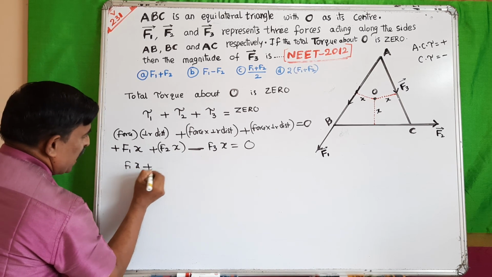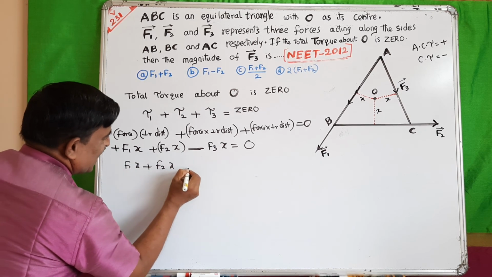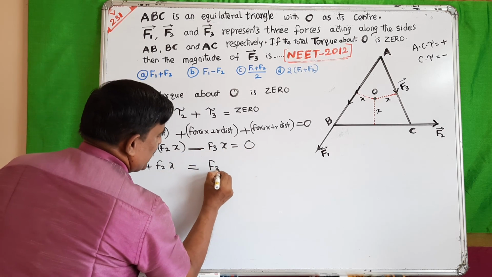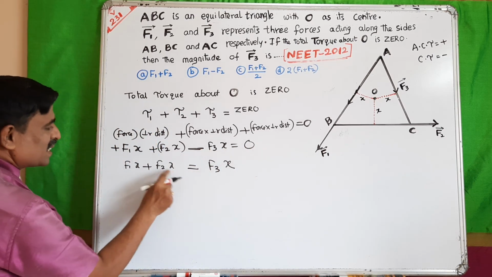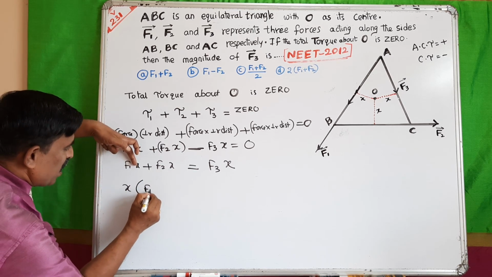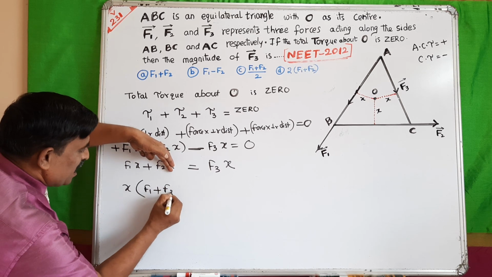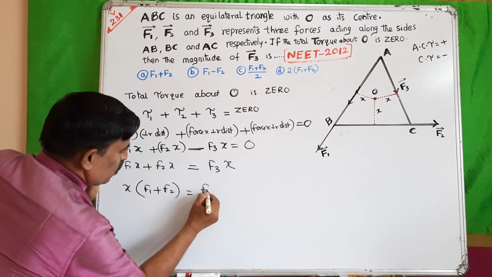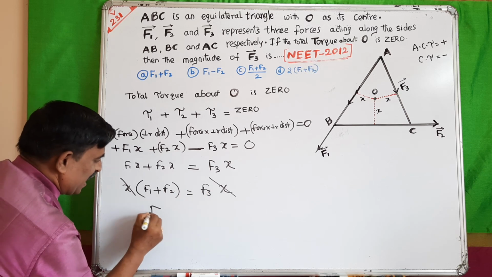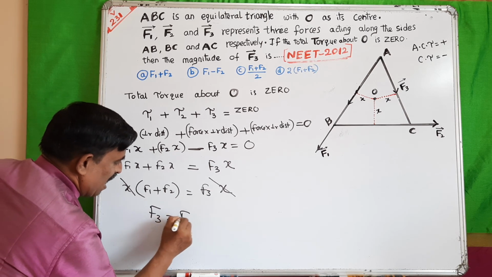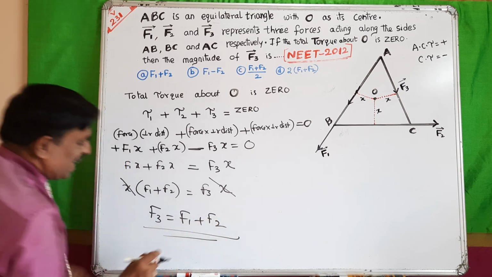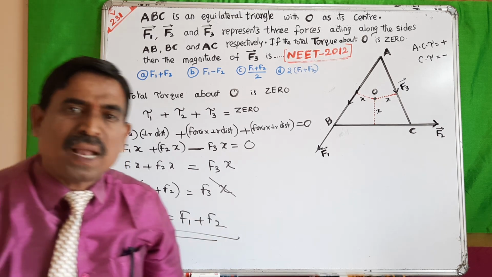F1x plus F2x is equal to minus F3x, which comes to this side as plus F3x. x common: F1 plus F2 is equal to F3 times x. x cancelled. F3 is equal to F1 plus F2. They are asking what is F3? That is equal to F1 plus F2.